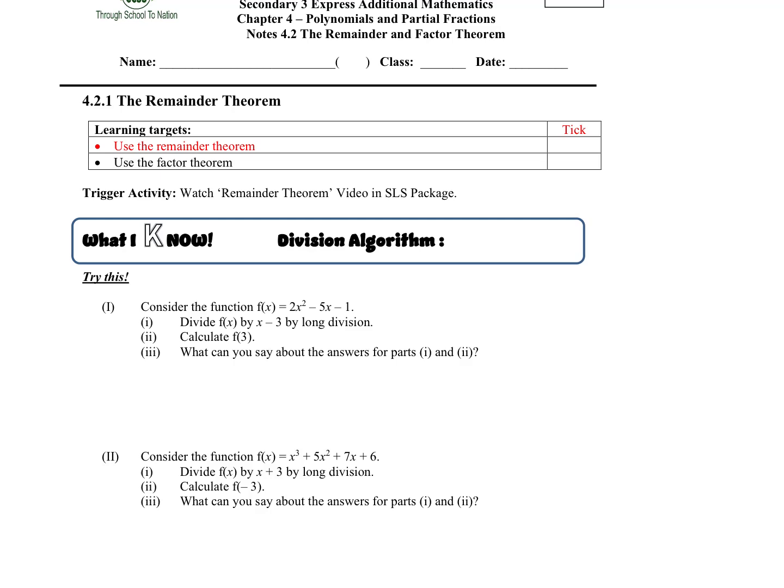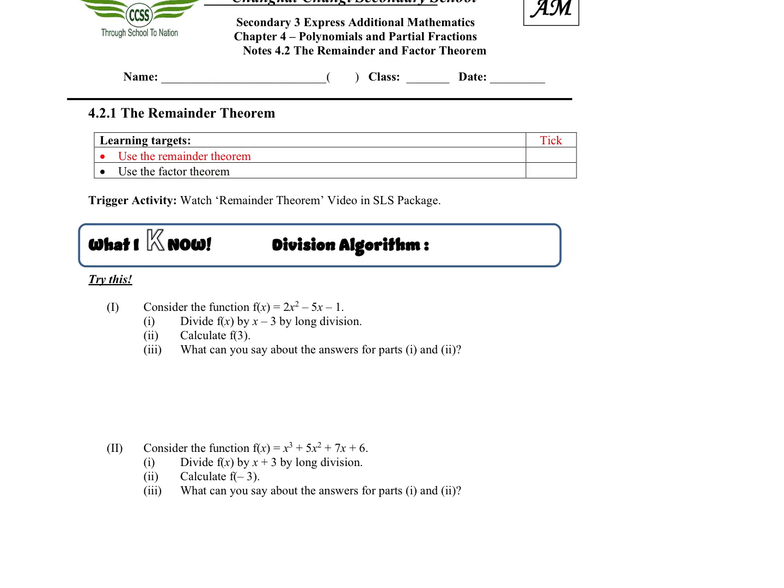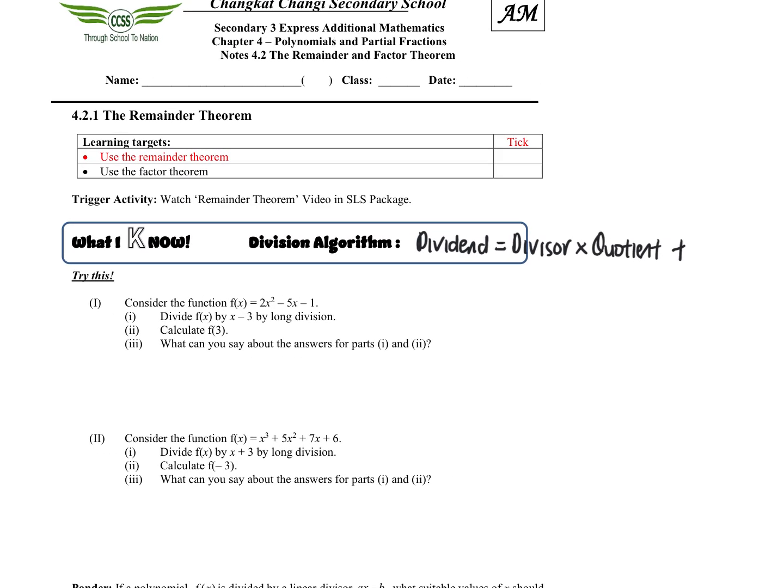Algorithm. Okay, it is always your dividend equals to divisor times quotient plus remainder. But remainder sometimes is non-existent, so it depends. So this is the algorithm that we know.